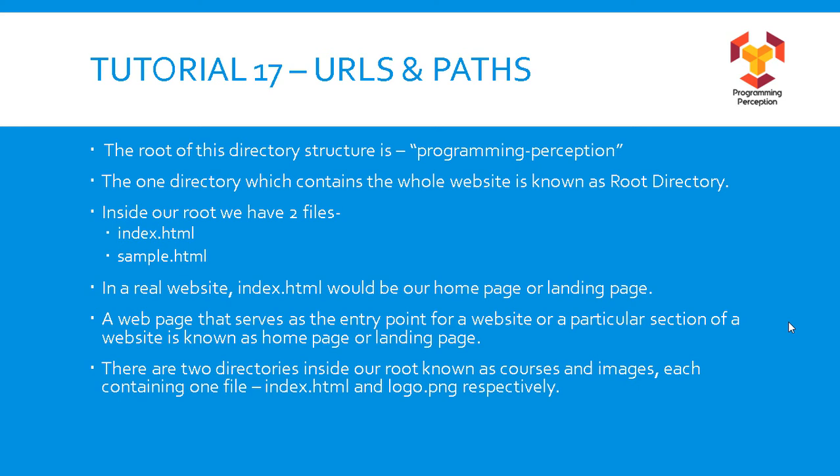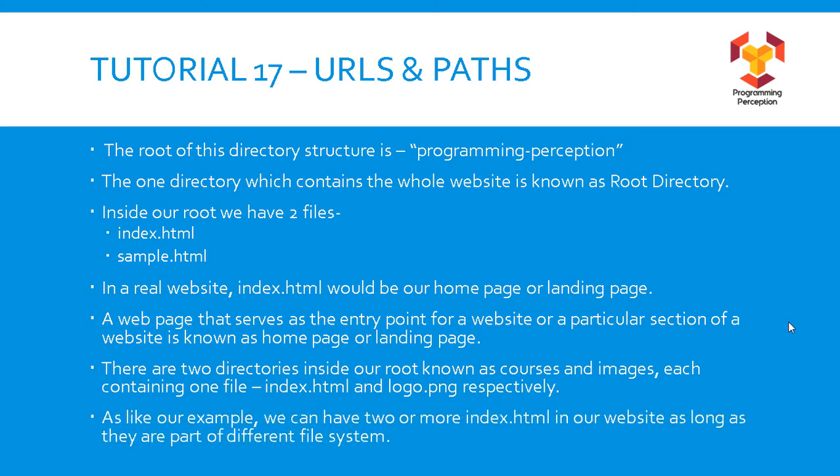There are two directories inside our root, courses and images, and each one contained one file. The courses directory had index.html and the images directory had a logo.png file. As in our example, we can have two or more index.html files in our website, but they should belong to different directories. We cannot have two different index.html files in the same place.